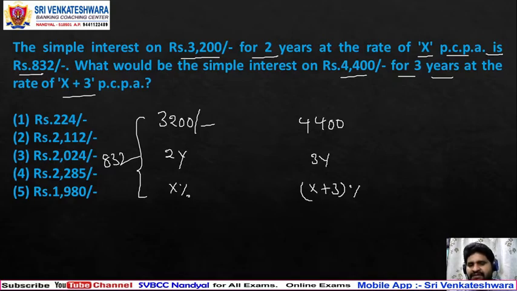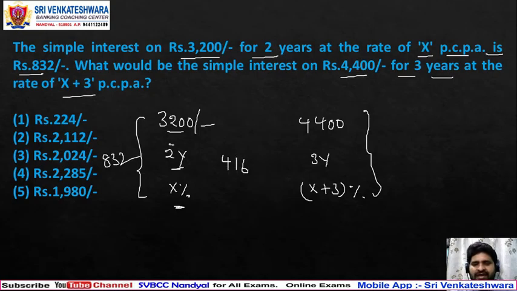Now look at the difference from the previous example. There, the principal amount and time period were the same, but here it is different. So in the previous case we did not calculate the rate of interest, but here we definitely have to calculate the rate of interest. Why? Because the principal amount and time period are changing. So 3200 in 2 years is giving 832 rupees interest. If 2 years gives 832 rupees, for 1 year it will give how much?